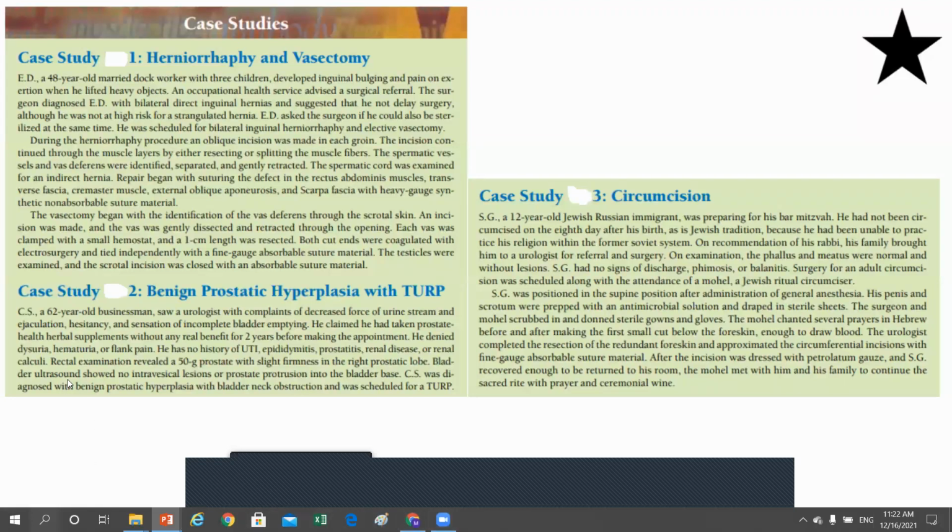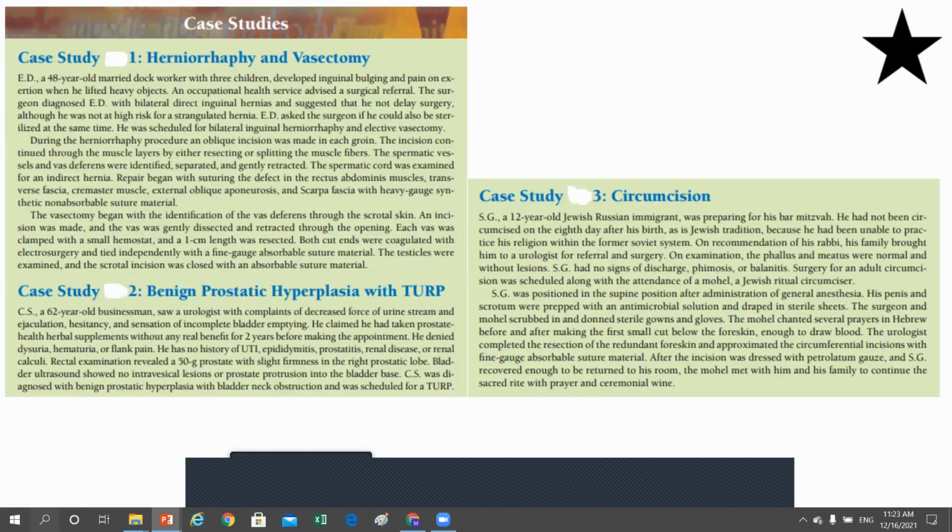And hesitancy. Hesitancy means that he has to pass urine with urgency. Sensation of incomplete bladder emptying: when he has finished with the urination, he has passed the urine, still he feels that some urine is left in the bladder.